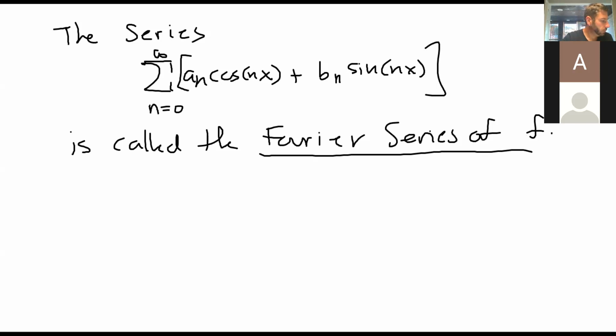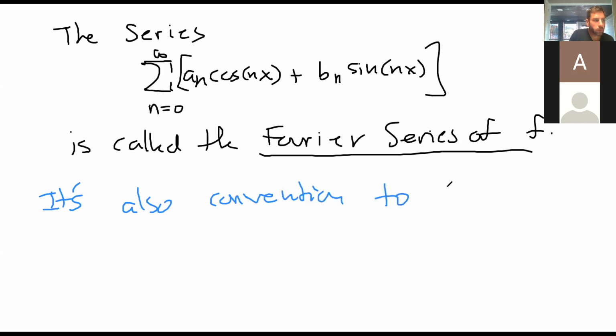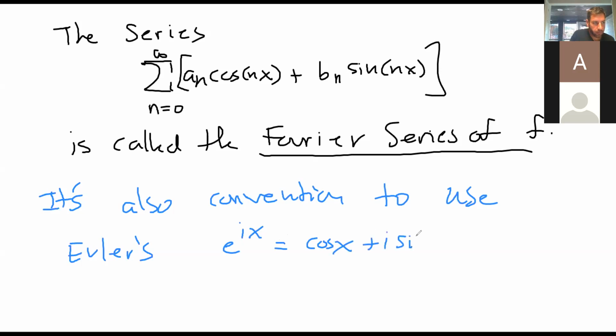Now, here's something that some of you are aware of, some of you may not be. It's also a convention to use Euler's equation. Euler's famous for lots of things. Remember, Euler's equation is e to the ix is equal to the cosine of x plus i sine of x. Now, Abdullah, you may not have seen that yet, but Jingzi and Zayshin, you definitely have seen this before. So this is called Euler's equation.